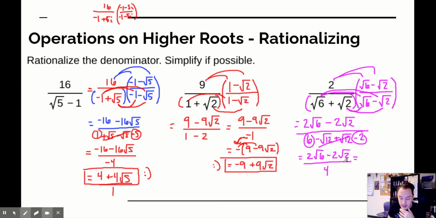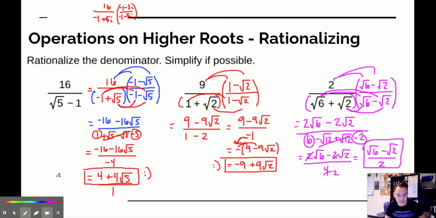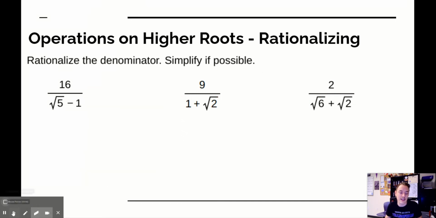Each one can be divisible by 2. So I can take a 2 out here, I can take a 2 out here, and I can take a 2 out here, which just gives me 2. So this is radical 6 minus radical 2, all over 2. Perfect. Awesome. So now I'm going to erase, because that is how you rationalize higher roots. That's how you rationalize intense denominators. Okay, it's not really higher roots because they're all square roots, but it's still how you rationalize.